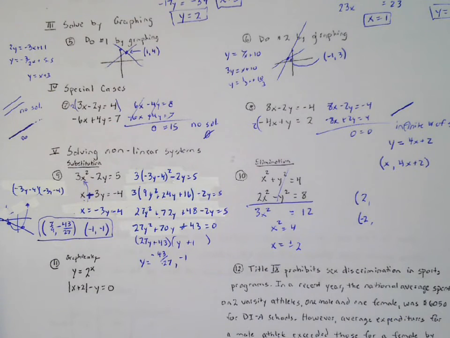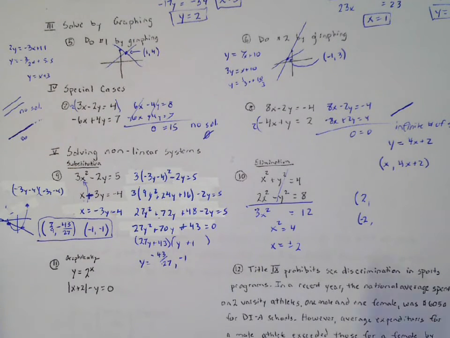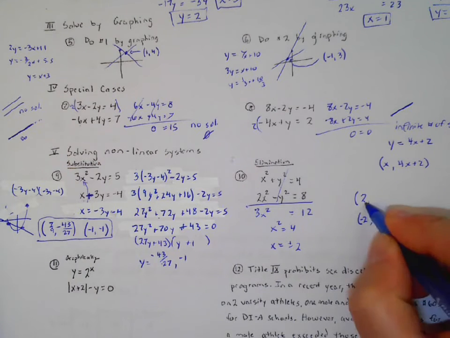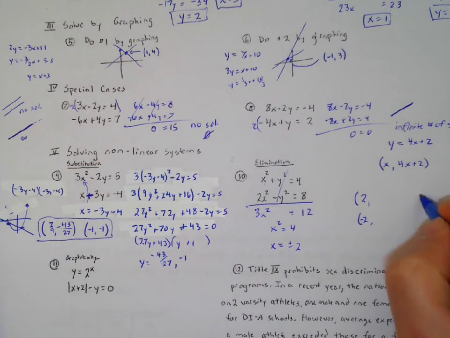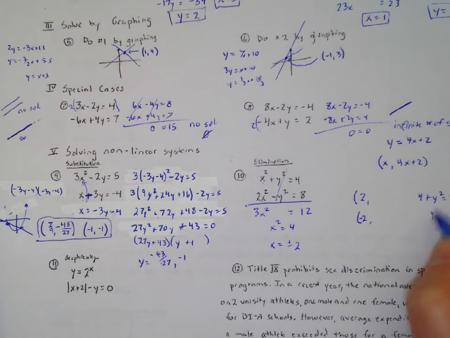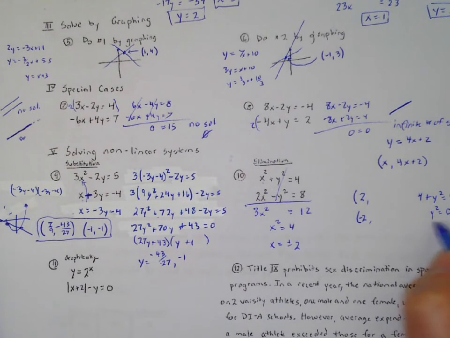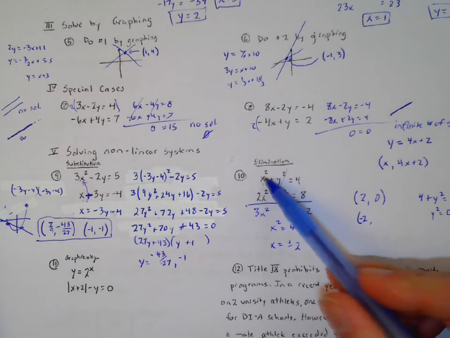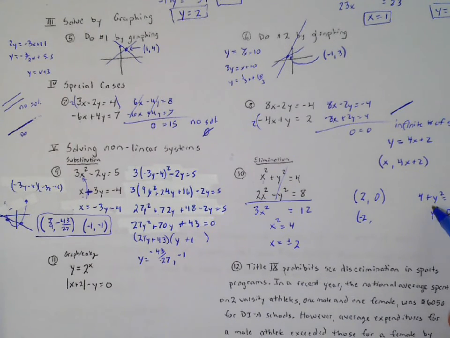Okay. Then, to find the y variable, I'm going to take it and plug it in here. So if I put the 2 in here, 2 squared is 4. So we have 4 plus y squared is equal to 4. Subtract the 4, and you get 0. Plug negative 2 in here. You get the same thing, you get 4. And once again, square root and so forth, and you get your answer of 0.